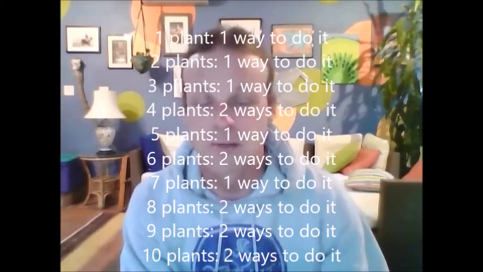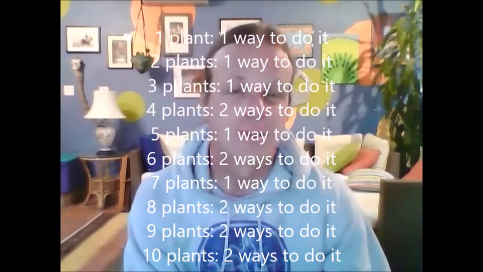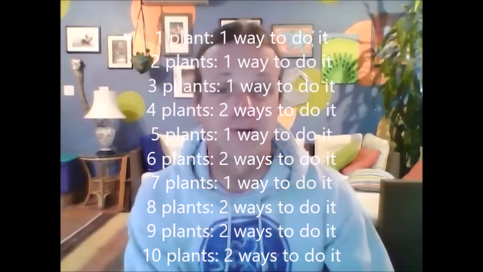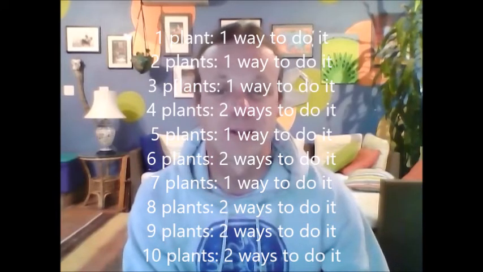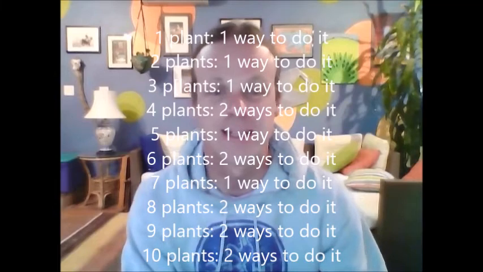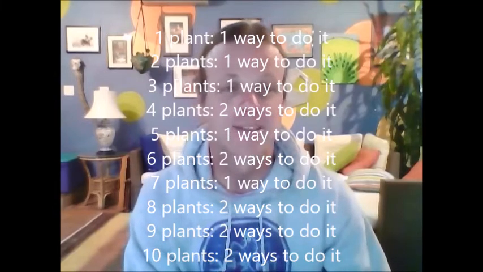Basically what I've learned here is with my garden, there's only one way to do it with 1. There's only one nice neat row with 2, one nice neat row with 3. With 4, there's 2 different ways. I can make one straight line, or I can make a little box. With 5, I can only make a straight line. With 6, there were 2 ways of doing it, a straight line with all 6, or 2 lines of 3.